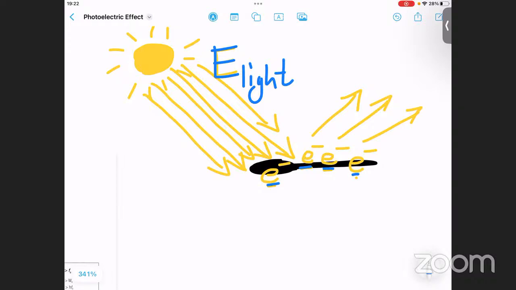So that means there's a threshold. There's a certain amount of energy which is needed in order to remove those electrons. That energy is the one being referred to as the work function, the threshold energy. For these electrons to move, there must be another type of energy. This is the one being referred to as the kinetic energy.